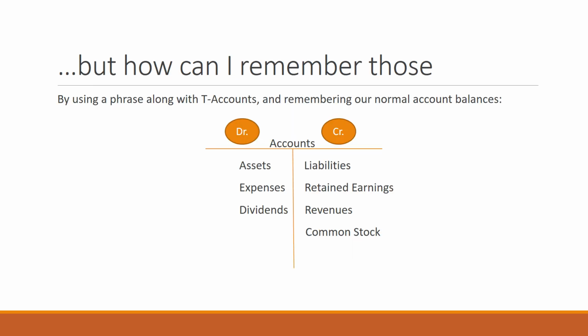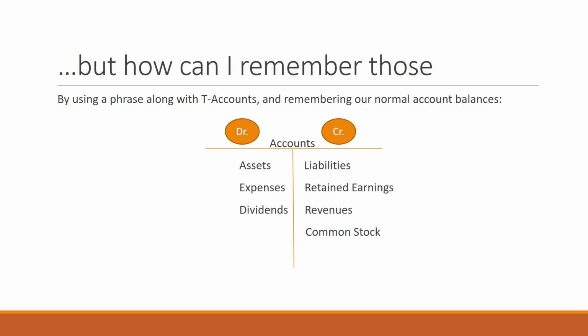So how are we going to remember all of this? I recommend using a phrase, along with our knowledge of T accounts and how they operate, and remembering our normal account balances. Remember, on a T account, debits are always on the left-hand side, credits are always on the right-hand side. The normal account balances tell us what happens to these accounts when we debit or credit them. Assets have a normal debit balance and are increased with a debit entry. Expenses have a normal debit balance and are increased with a debit entry. Dividends have a normal debit balance and are increased with a debit entry.